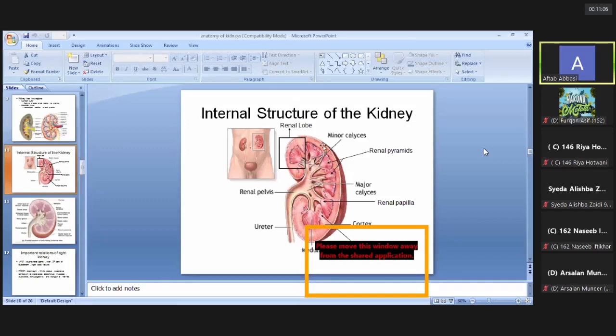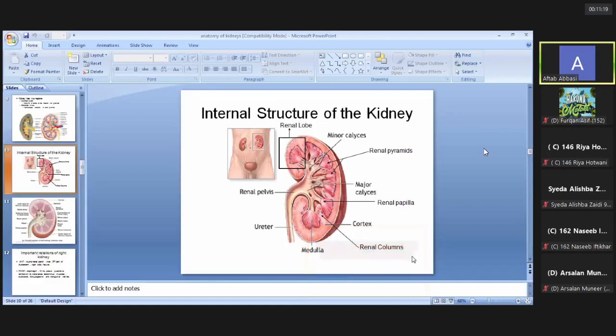It is divided into two main parts, the renal cortex, the outer part, and the central part known as renal medulla. The cortical part has an invagination into the medulla, and these invaginations are known as renal columns. The renal columns are the cortical invaginations into the medulla, and with the help of these renal columns, the medulla is divided into renal pyramids.